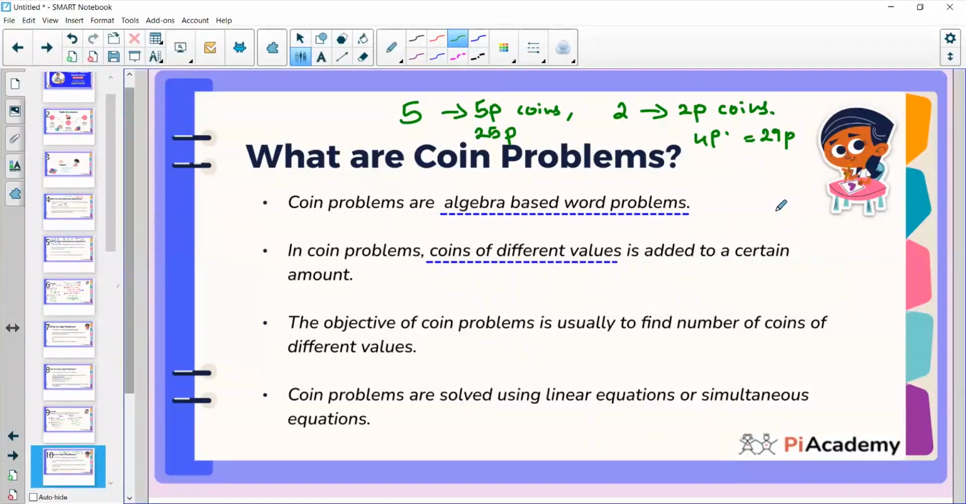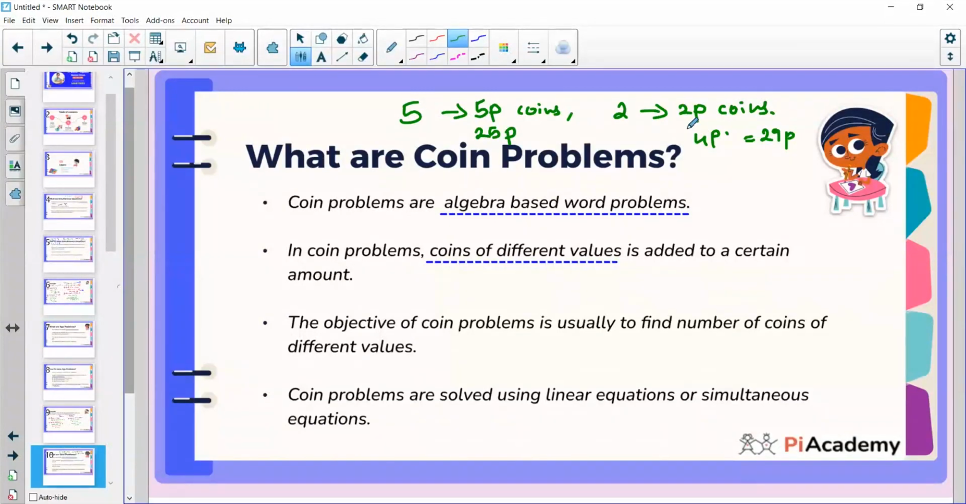So suppose the question would be in this way. You would have some 5p coins and some 2p coins. And the values of these 5p coins and 2p coins add up to 29 pence. Then you would be asked to work out the number of 5p coins or the number of 2p coins. This is exactly the outline of the coin problems. The objective of the coin problems is usually to find the number of coins of different values, as in our example, to find the number of 5p or 2p coins.